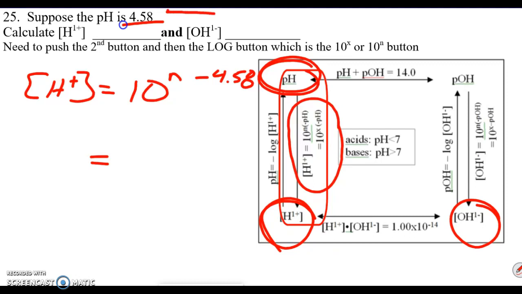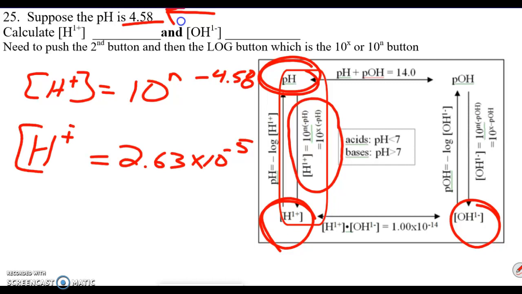Again, the pH is 4.58. I should get a number with an exponent around 4.58. Punch that in your calculator. If you get 2.63 times 10 to the negative fifth for your hydrogen ion concentration, you did it correctly.